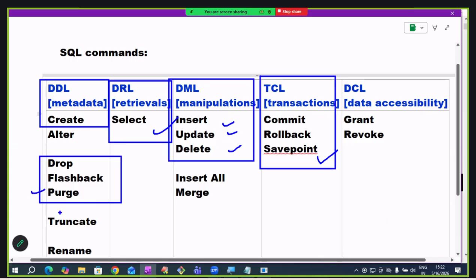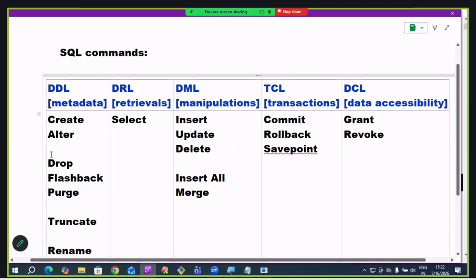Now next, we need to discuss ALTER. The ALTER command we are going to discuss now. Okay, understand, sir. Now I explain about ALTER.